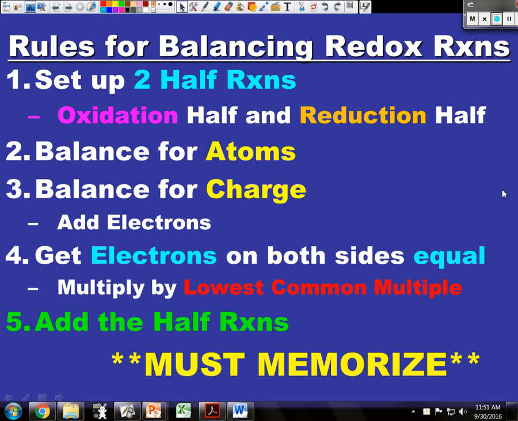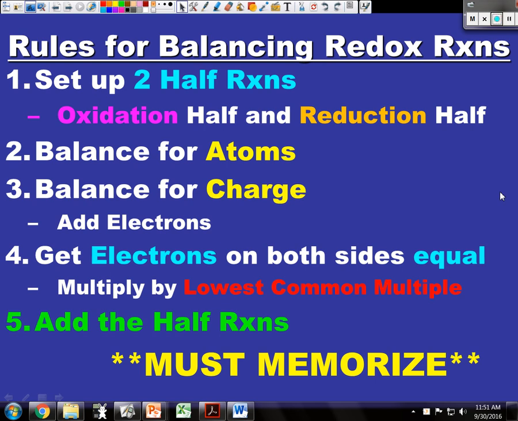Okay, number six. Multiply the half reactions to make the number of moles of electrons equal. Again, this is where it's kind of weird, but it will make sense later. So here's what you're going to find. The LCM. What is that? Least common multiple. It sounds more complicated than it is, but I assure you it's probably the easiest part of the entire process.